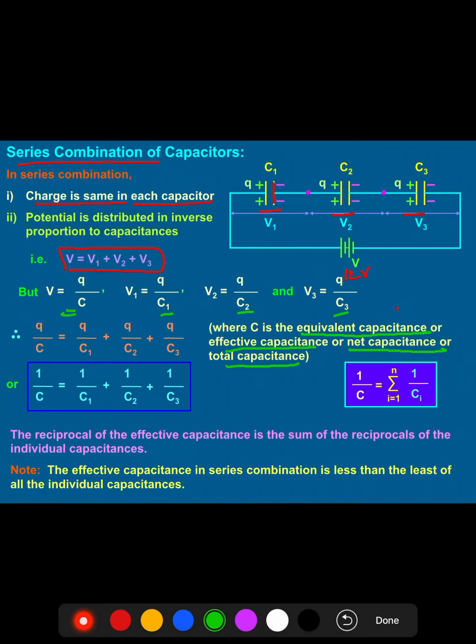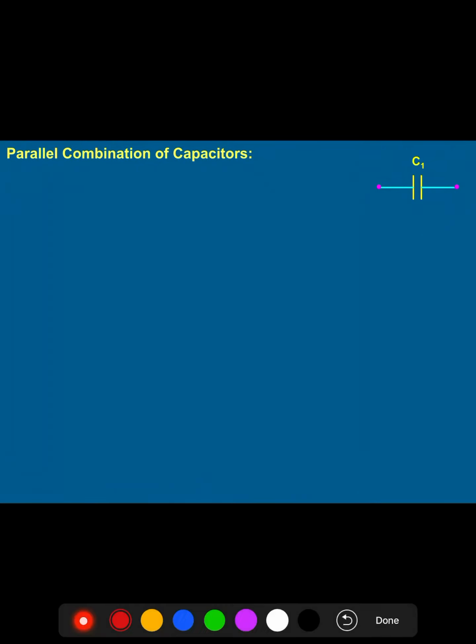So in series combination of capacitors, children please note this carefully, the effective capacitance in series combination is less than the least of all individual capacitance. By this sentence, least we mean, suppose this is 2 microfarad, this is 3 microfarad and this is 5 microfarad. So least out of them is 2 microfarad. So the answer C, effective capacitance will be less than 2. So I think this much is clear to you. Now we come to next slide.